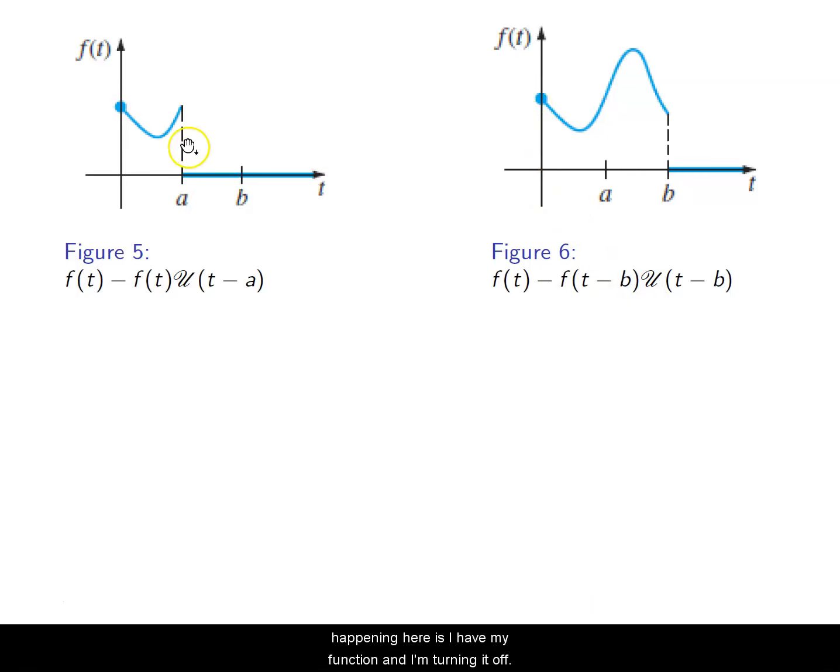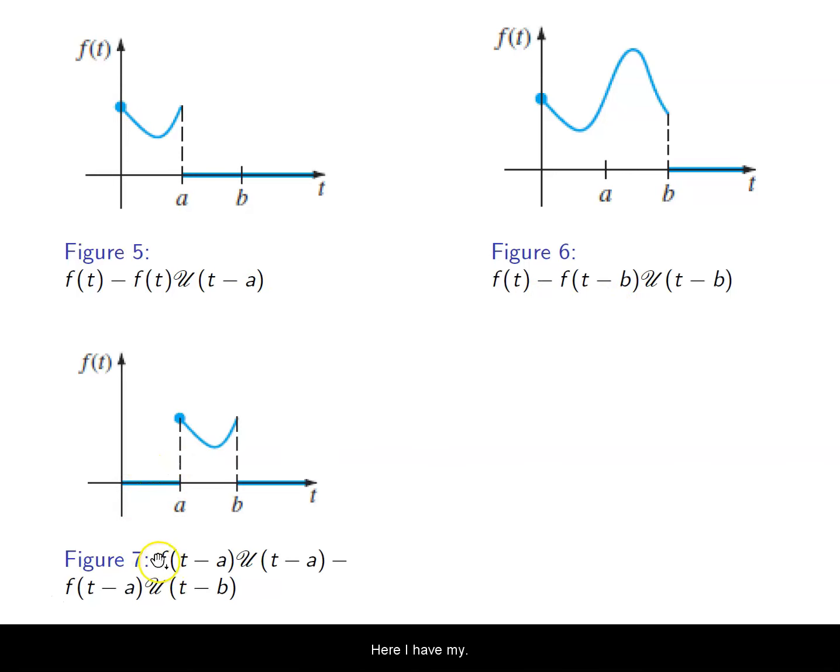So what's happening here is I have my function and I'm turning it off at the value, right? So here I have my function and it's going, and then the place that I decide to turn it off, I need to be shifted to B as well. Okay.